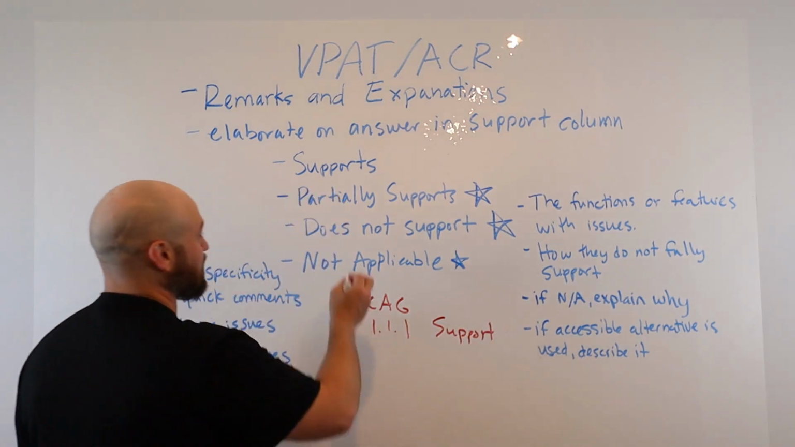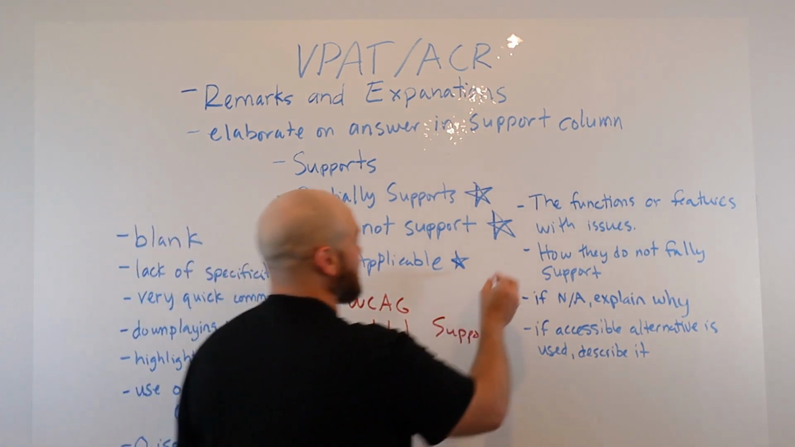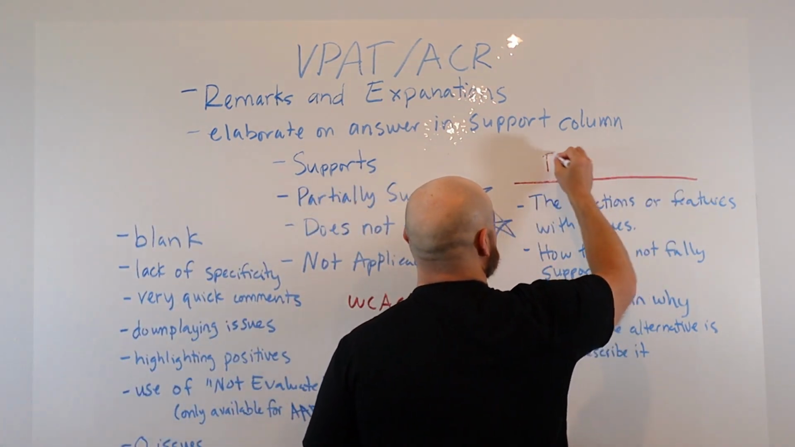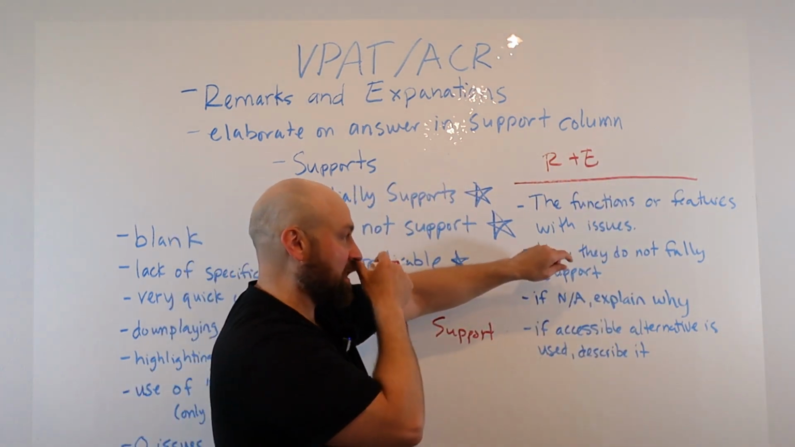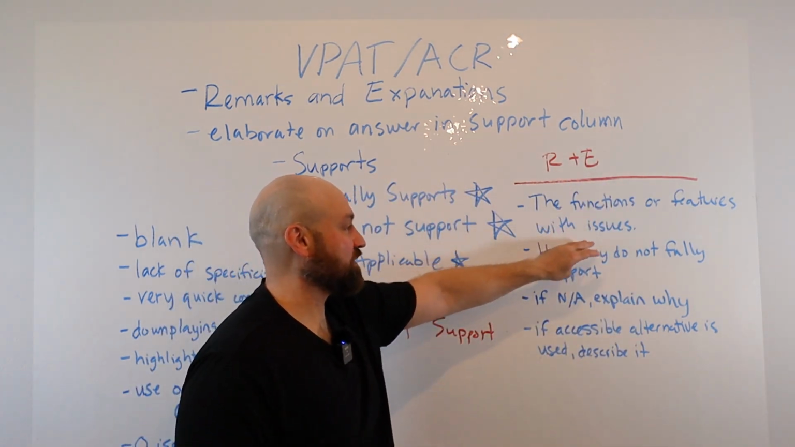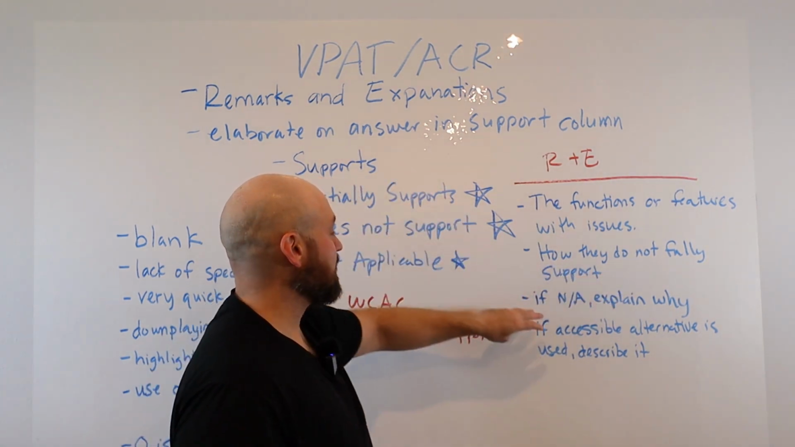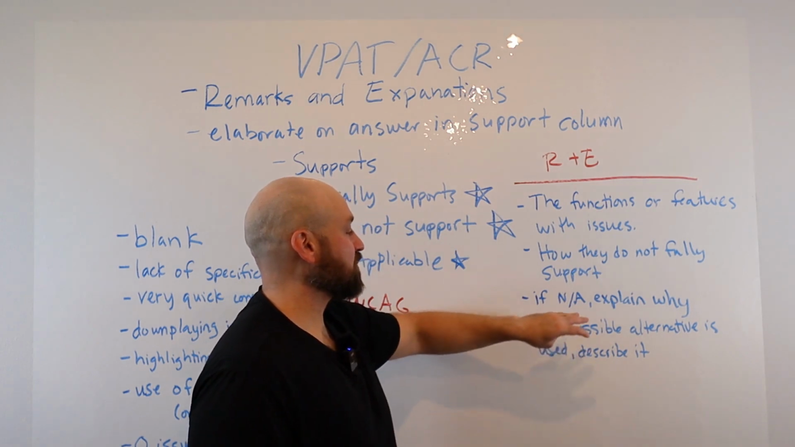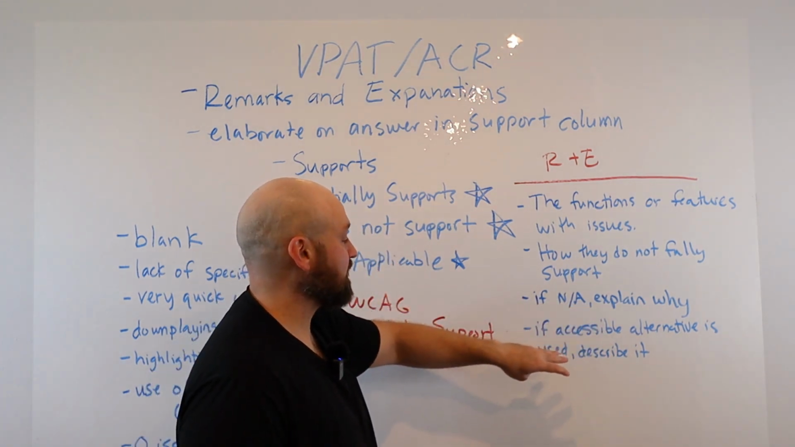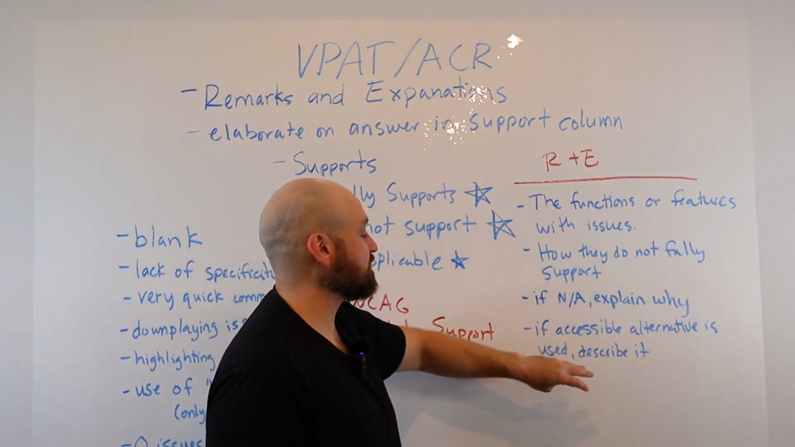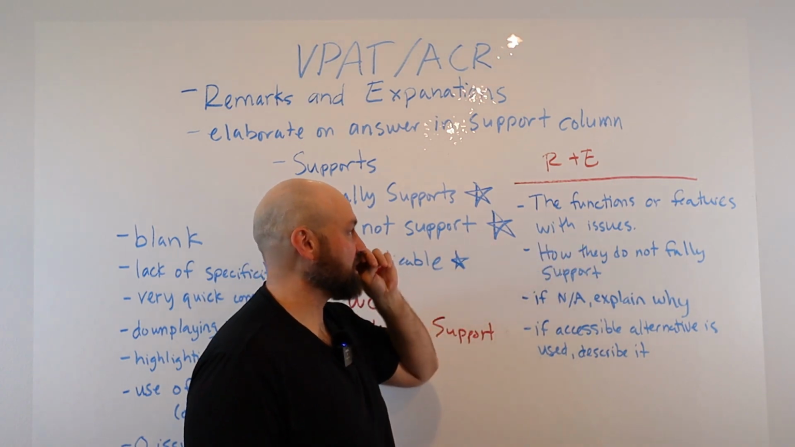But if it partially supports, or if it does not support, or it's not applicable, then in the remarks and explanation section, we need to have an answer. And so we need to talk about the functions or features with the accessibility issues, how they do not fully support, if this is a partial support. If it's not applicable, explain why it's not applicable. And then if there are accessible alternatives used, describe them. Okay, so that's what we would put in the remarks and explanation section.